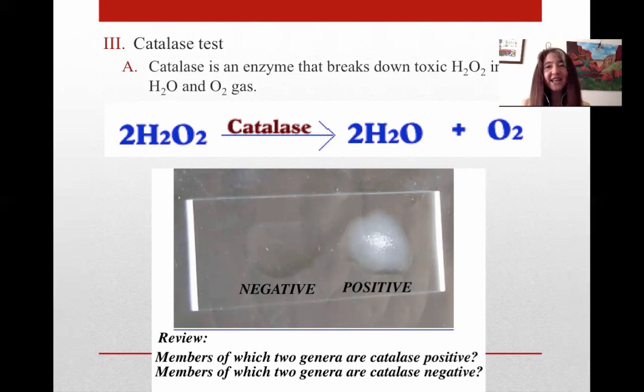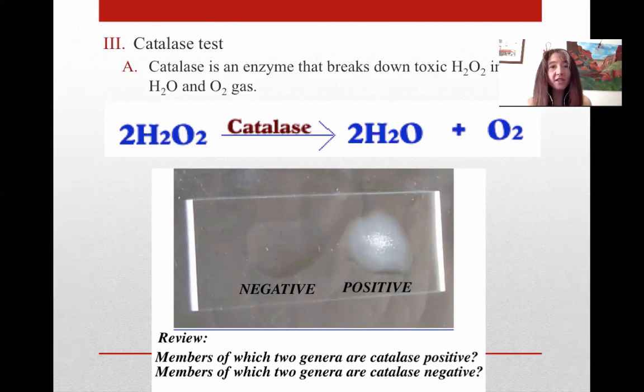So notice that if an organism can detoxify hydrogen peroxide, it converts it into water and oxygen gas. And you'll notice that this slide has 2 drops of hydrogen peroxide, and one of them has catalase. You can see that it has bubbled like crazy, and that one is catalase positive, whereas the other one does not have any catalase, and it has stayed without bubbles. This is the most quintessential test for differentiating staphs from streps.